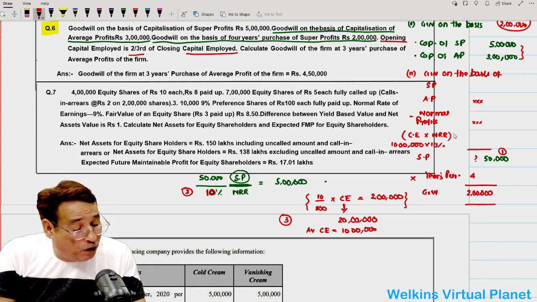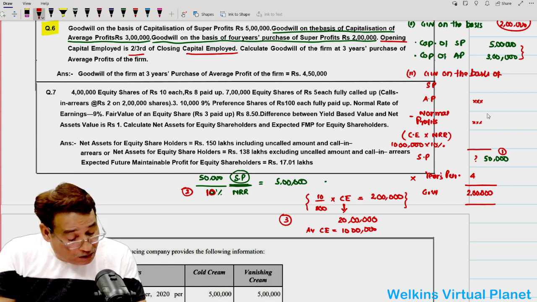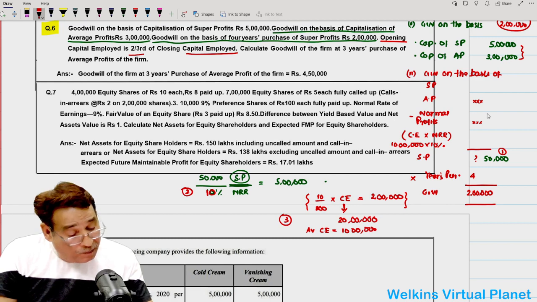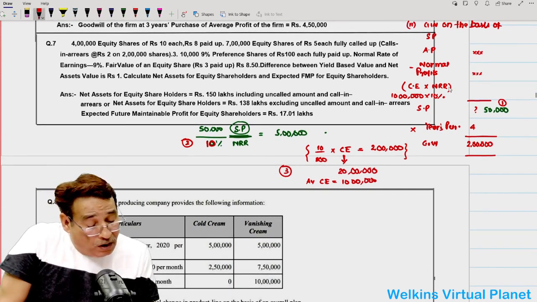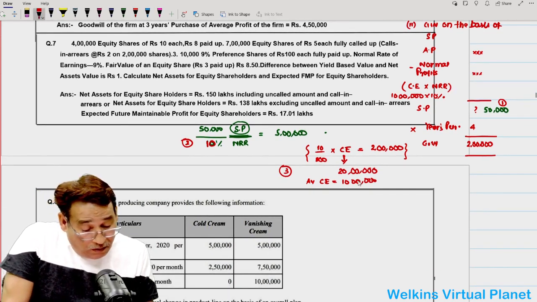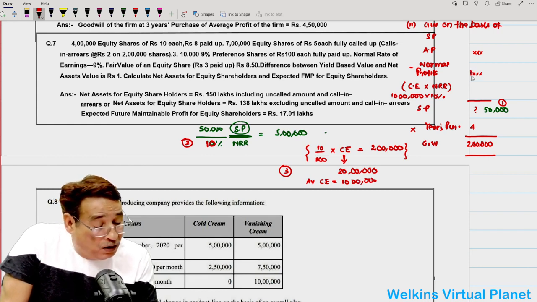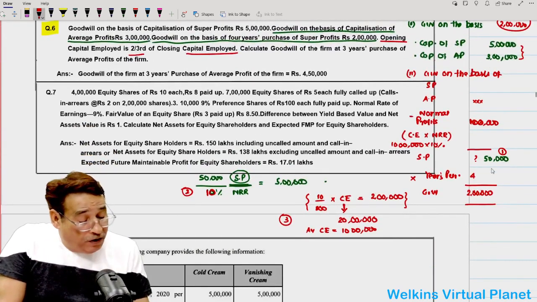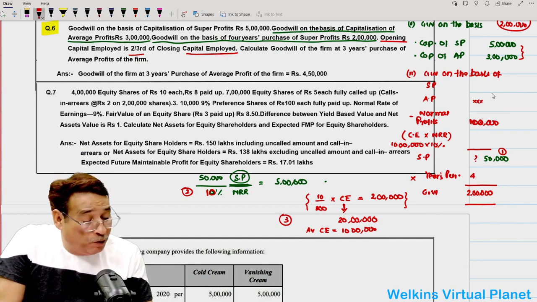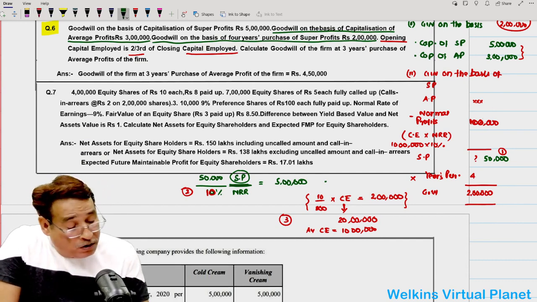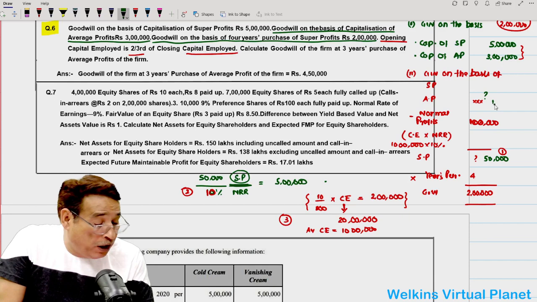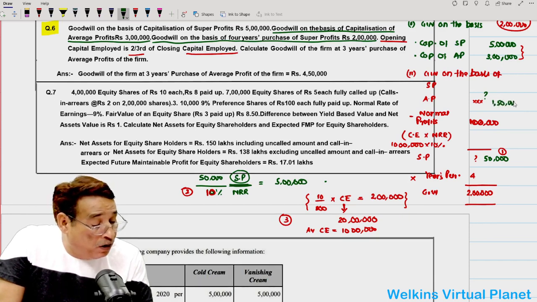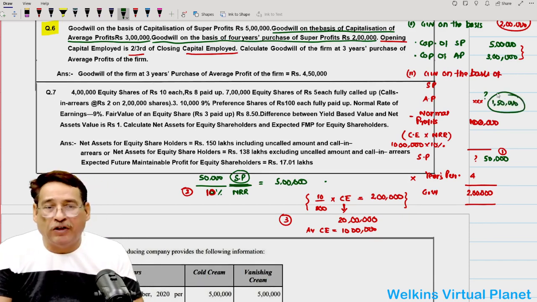So my normal profit must be equal to how much? How much is the capital employed? 10 lakh into 10%, so my normal profits must be equal to 1 lakh. Now see, you have the super profits, we have the normal profits. Now you can find out what was your amount of average profit, that must be equal to 1,50,000.